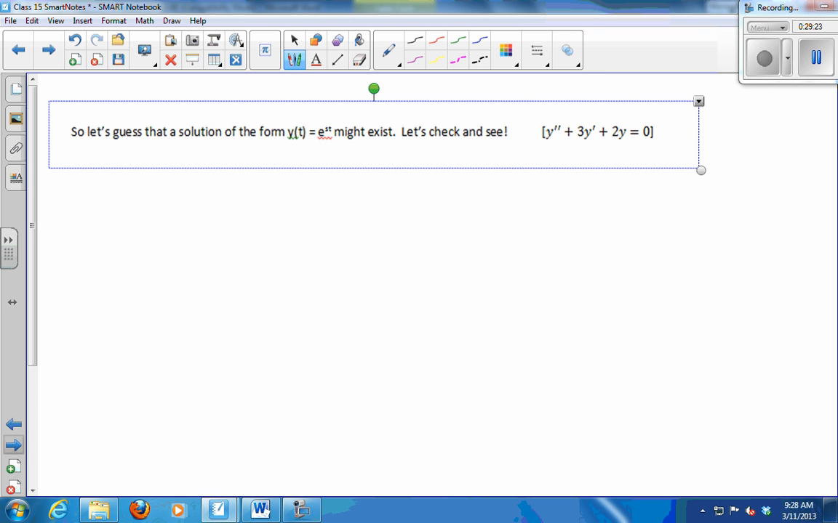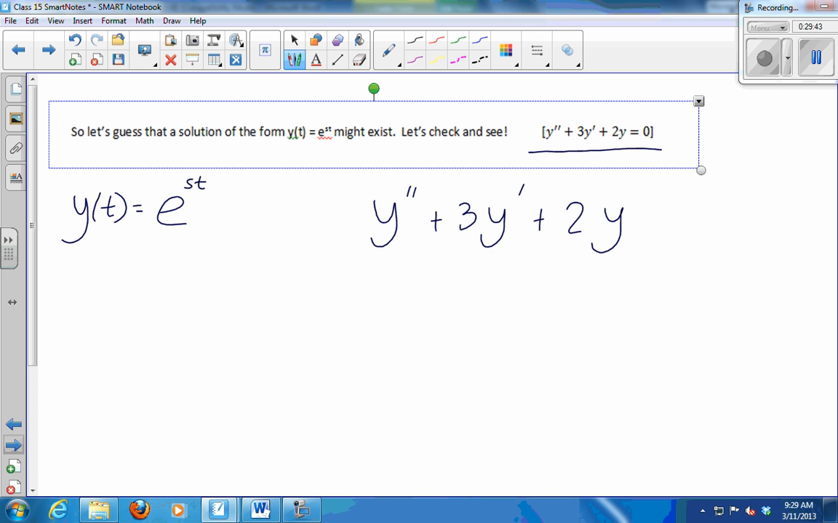So I rewrote the equation here just so we could see it. We've got y of t is e to the st. And I have to see if that makes this equation true. So y double prime plus 3y prime plus 2y, I have to make that equal 0. So y of t equals e to the st. What does y prime equal? s e to the st. And y double prime, s squared e to the st.